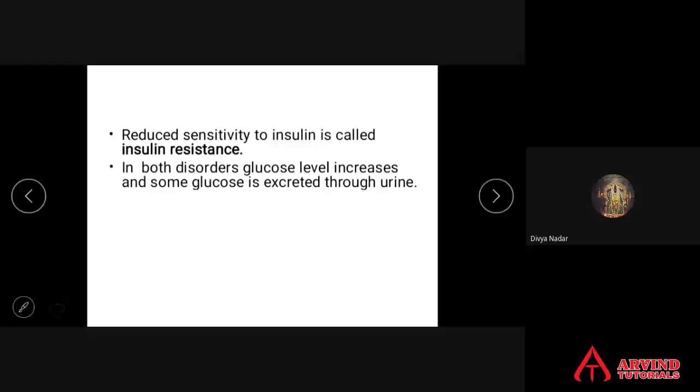In both disorders, glucose level increases and some glucose is excreted through the urine. Some persons may show diabetes mellitus due to abnormality of beta cells. In some other cases, it may arise due to insulin resistance, where the body resists the functioning of insulin. In both cases there is increased glucose level in the blood, so the excess glucose is excreted through the urine. It also causes excessive urination and dehydration of body tissue.